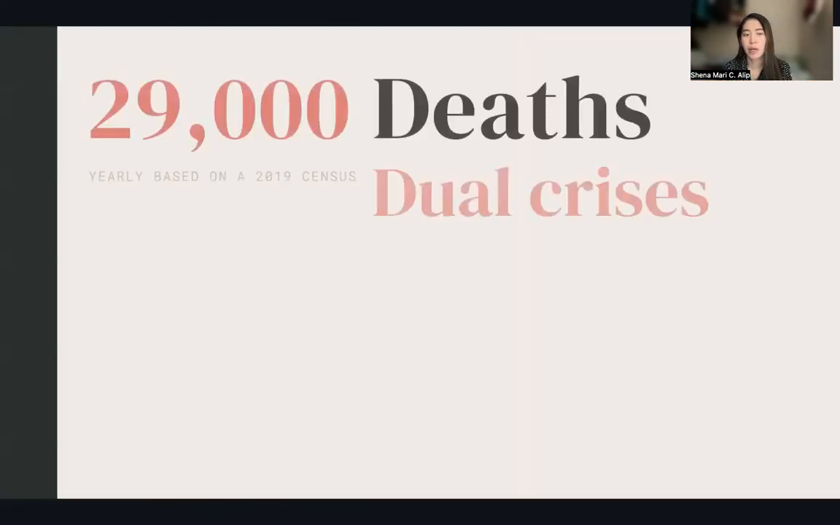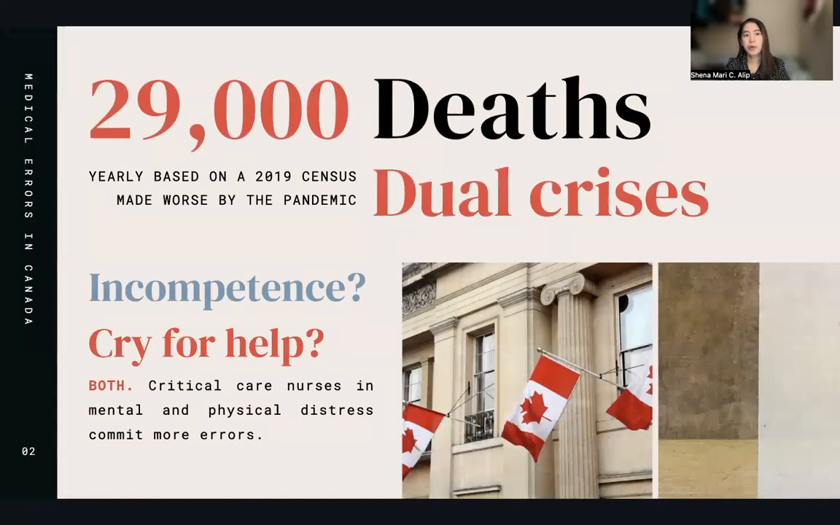Let's talk about medical error here in Canada. There were 29,000 reported cases based on the 2019 census. I know, it's not bad, and it's made worse by the pandemic, giving rise to what we call a dual crisis. What could be the meaning of the rampant cases of medical error? Some say it is a symptom of incompetence, one where our healthcare team is purely to blame, or maybe it is a healthcare team's cry for help.